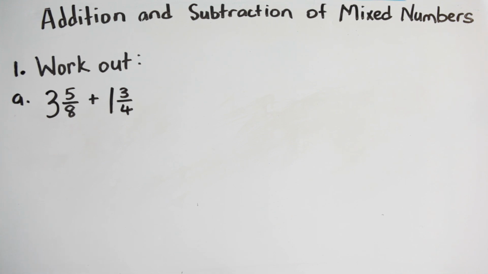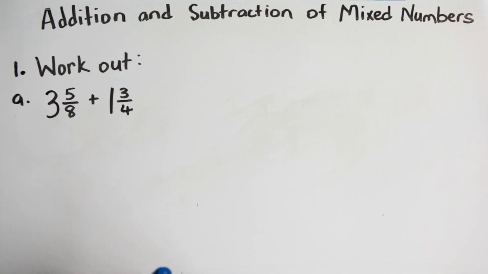In this video, we'll be looking at addition and subtraction of mixed numbers. A mixed number is made up of a whole number and a proper fraction combined. So for our first example, it says work out 3 5/8 plus 1 3/4.